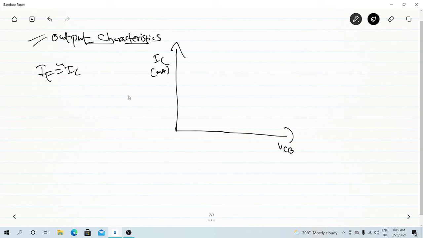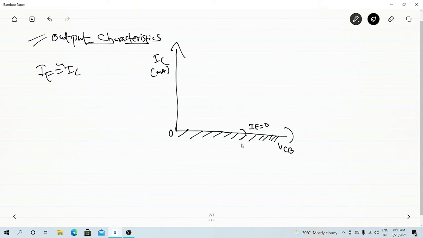So when IE equals 0, that means the emitter current is 0. Then IC is also nearly equal to 0. But you know, for IE equal to 0, we have ICBO, the collector to base current when the emitter is open. So we will have our ICBO, and this is the condition we are getting. The emitter is open, and this is called the cutoff region.